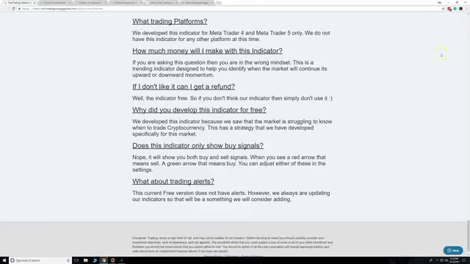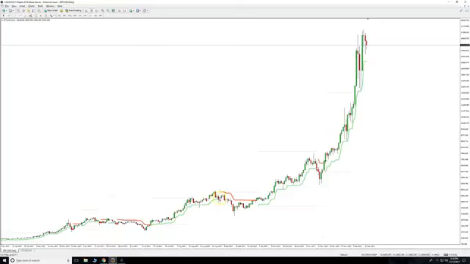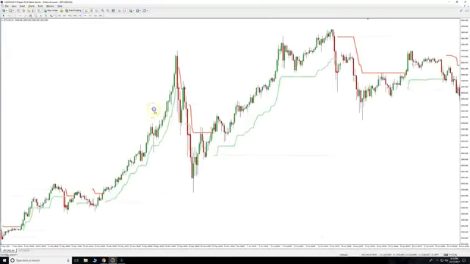This is a good question. Does this indicator only show buy signals? Nope, it shows buy and sell. As you saw there, you can turn either of them off. If you turn them both off, you'll turn the whole indicator off, so you want to have at least one of them. If you only want to trade the sell signal, that's very relevant, because it's going to show you the pullback in the price action.